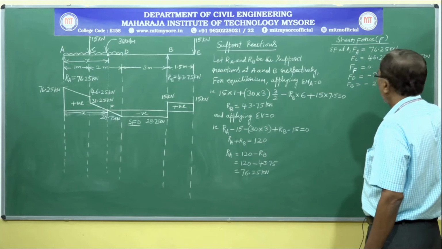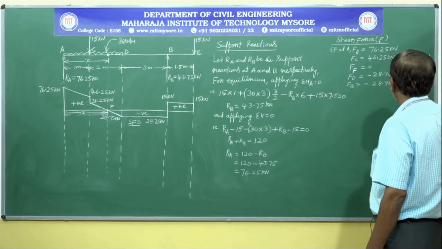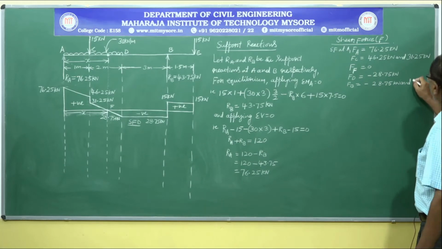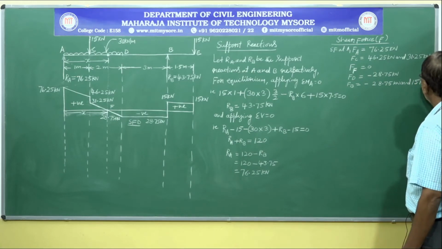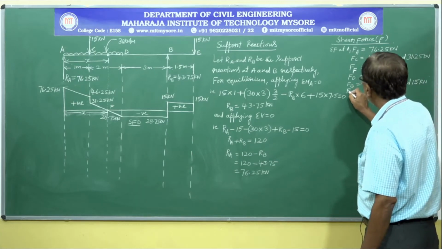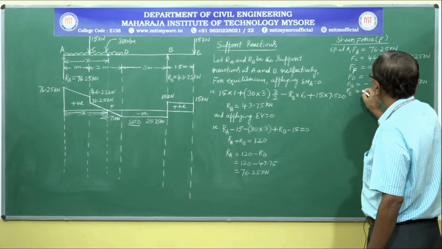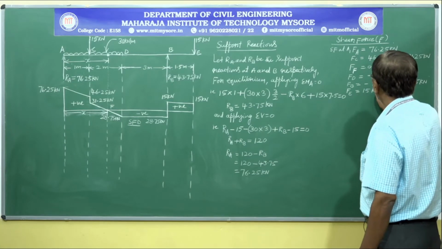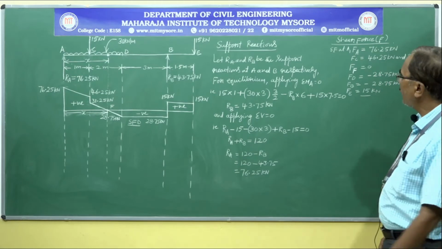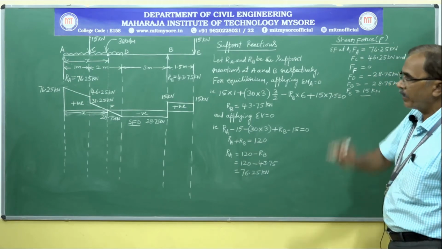and one more value, it crossed the reference line, 15 kilonewton above the reference line, positive. Lastly, shear force at point E, FE, is equal to 15 kilonewton and 0. So these are the shear force values at various salient points.